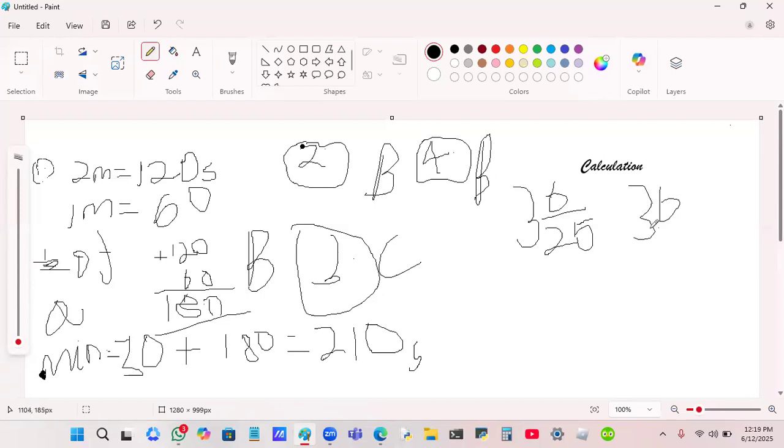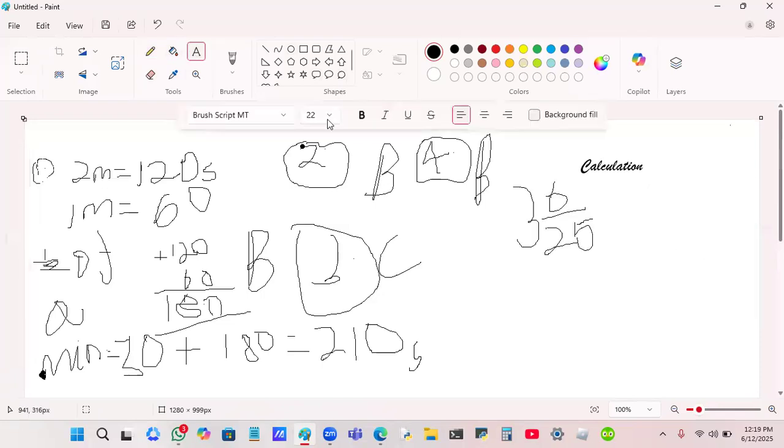3, 6 over 25. If you want to get the improper fraction, okay. Go ahead now. I've heard what you said. You don't need to type that one now. Just say it, I will understand.